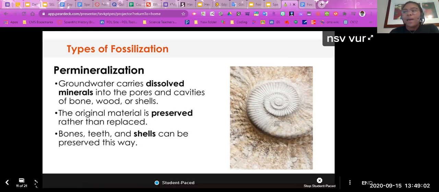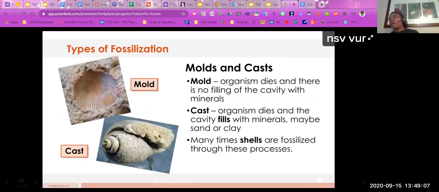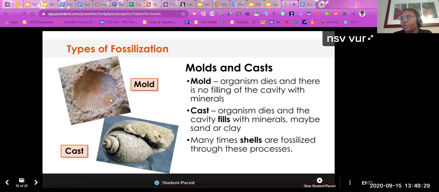All right, so next is my favorite, the molds and the casts. Molds and casts are pretty much like imprints of these animals actually preserved in our rock layers. With a mold, you have an organism that dies, but there's no filling of the cavity with minerals. It's just the imprint of where it was. So you can tell that this was a shell at some point in time. You see the little lines and all that, and you can tell that that was a shell that just got imprinted and is no longer there.